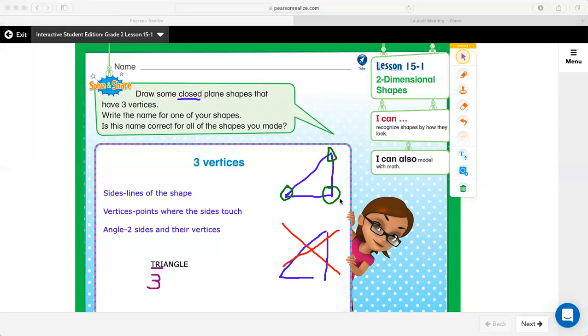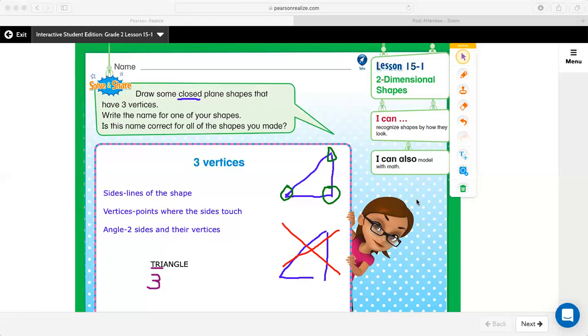So I want to show you some examples here of student work. So we have Rebecca and Sean. Rebecca drew 3 triangles. They're not perfect, which is just fine because not all of our work can be perfect at all times. And our question was, draw some closed plane shapes that have 3 vertices. Remember, our vertices are these points here where the sides touch. And if I look at all of her shapes, each one has 3 vertices, 3 points where the sides come together. She named them triangle. Okay? She is correct.